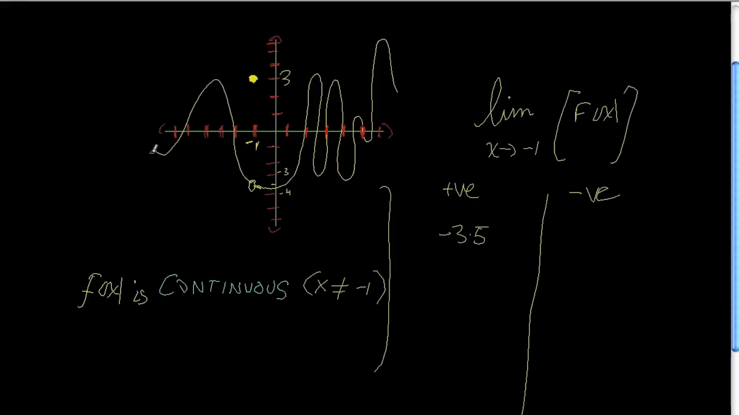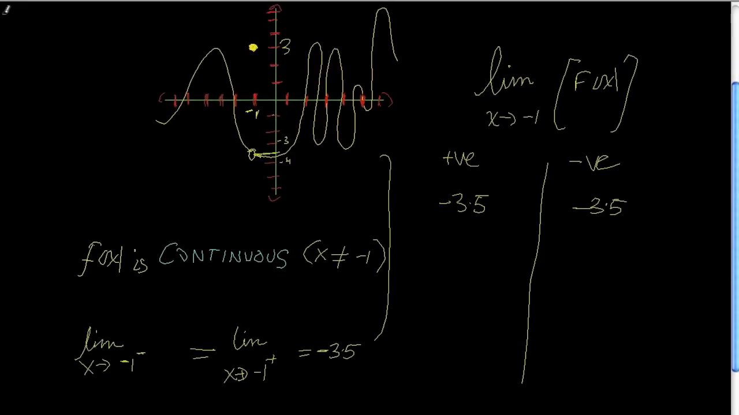Let's see from the left hand side. It's coming, and again it's approaching negative 3.5. You see that place from the right hand side, from the left hand side. From both places, it approaches negative 3.5. Again, so what I can say is that the limit as x approaches -1 from the negative is equal to the limit as x approaches -1 from the positive, which is equal to -3.5. And hence, what statement can I make?